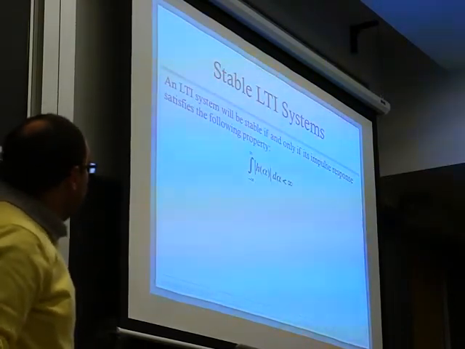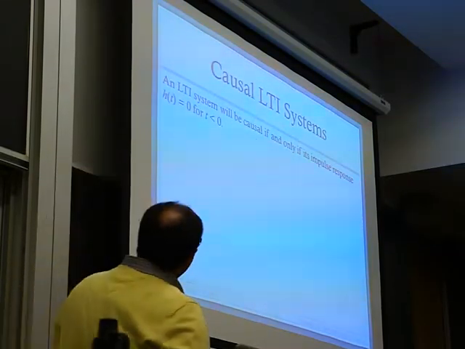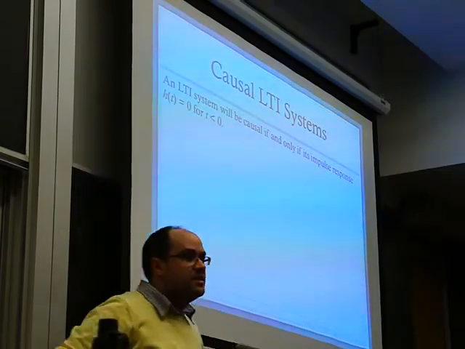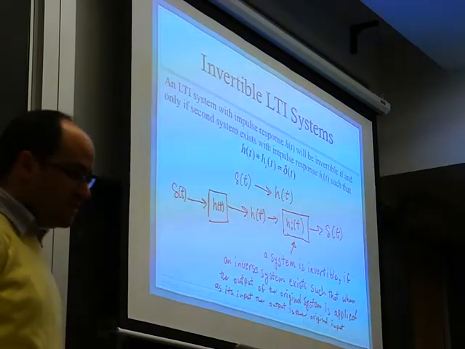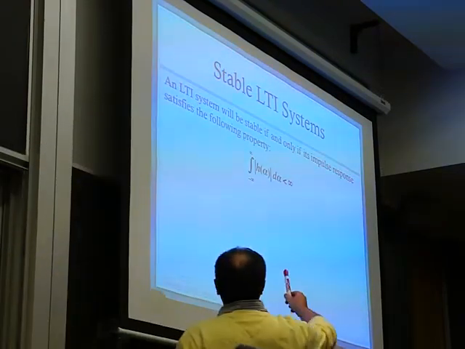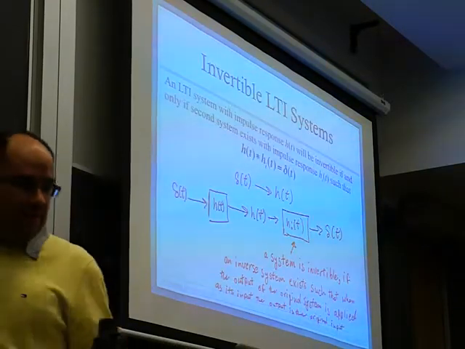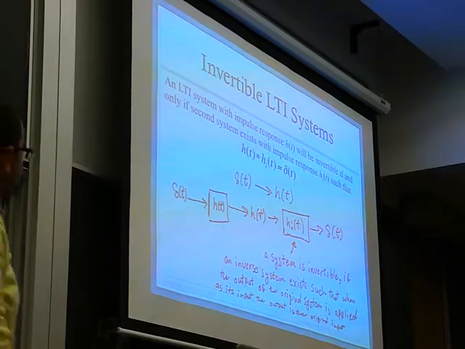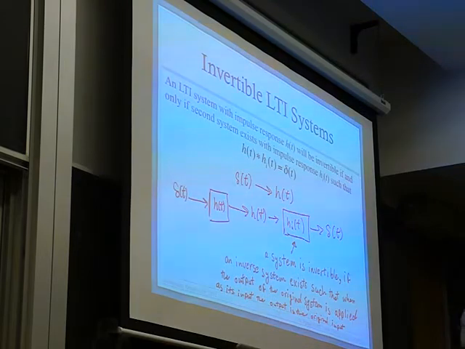For causal, the impulse response is 0 for t less than 0. And for stable, this was the condition. So go over these slides, just review these things. And the last one is the invertible system. Again, this invertible system is also important. Make sure you go over this example as well.